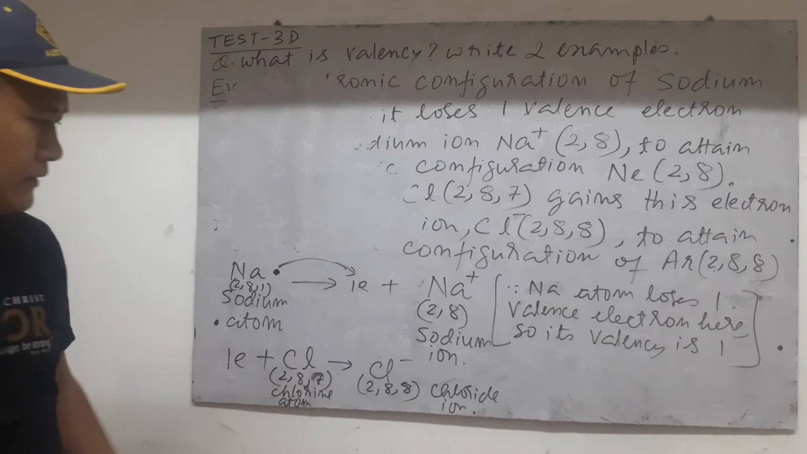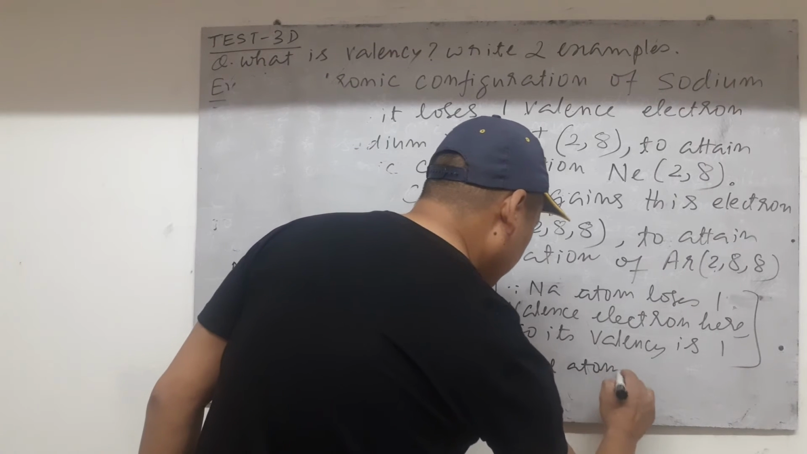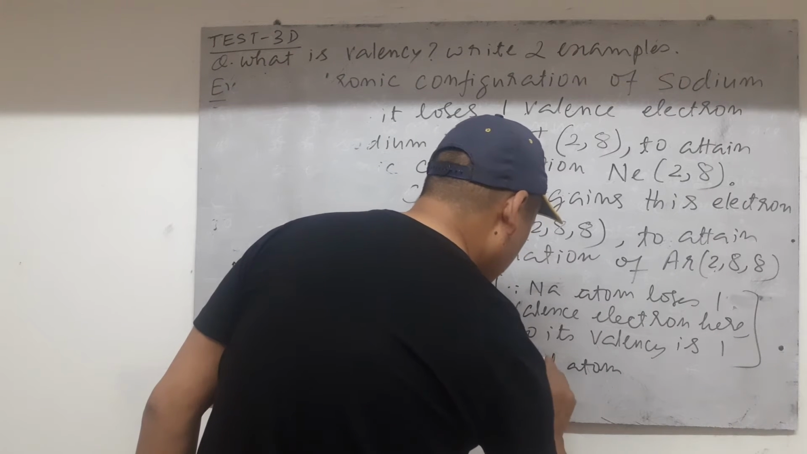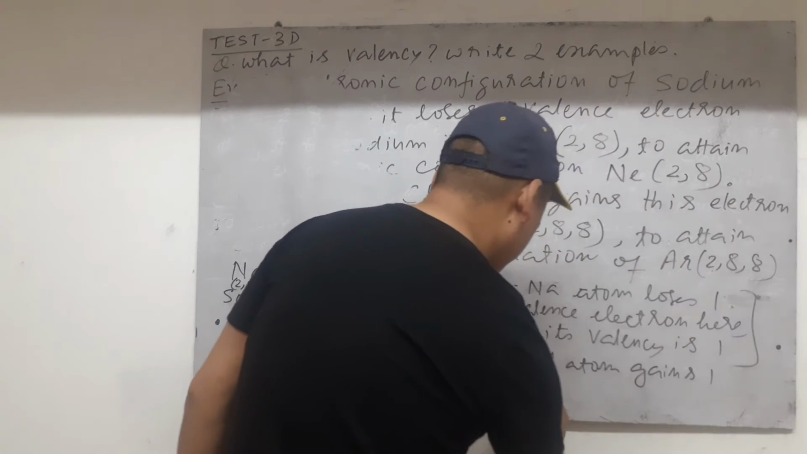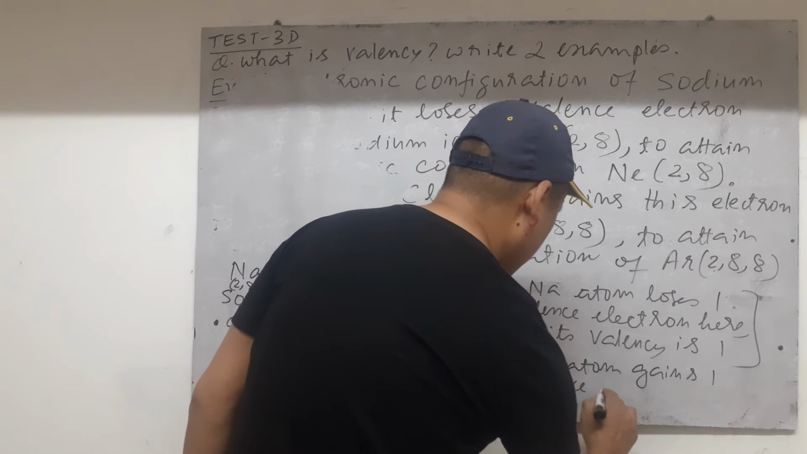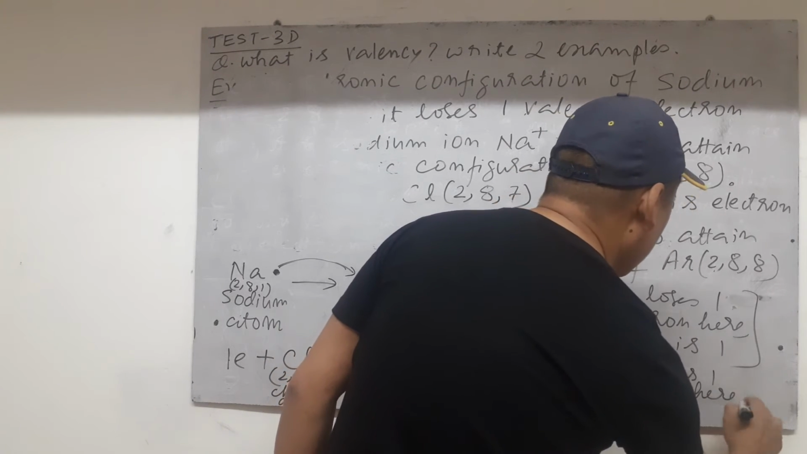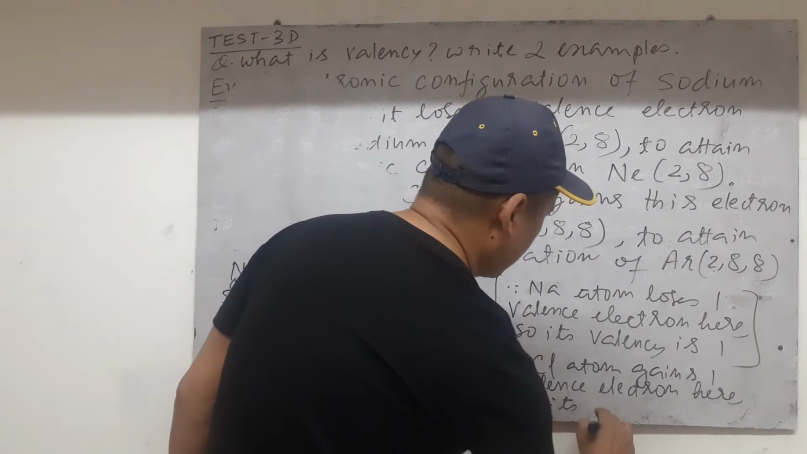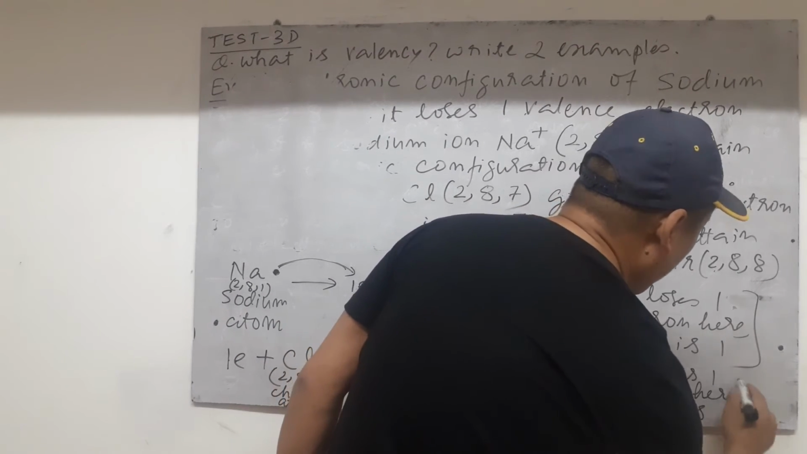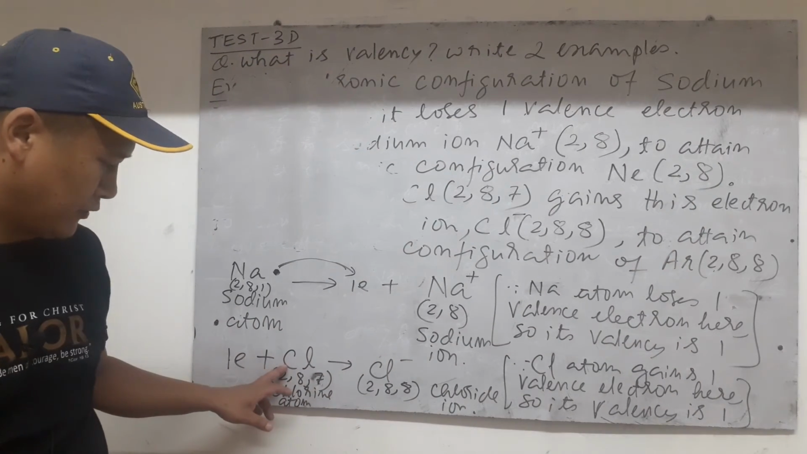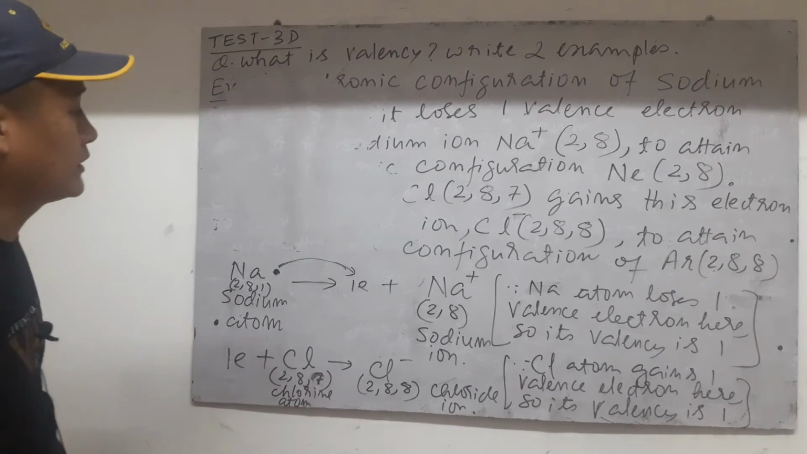So 1 electron gained. You can write here at the back: since the chlorine atom, Cl, gains 1 valence electron here, its valency is also 1. The number of electrons gained by chlorine is 1, so its valency is 1. So how do they combine? We're going to show in the third step.